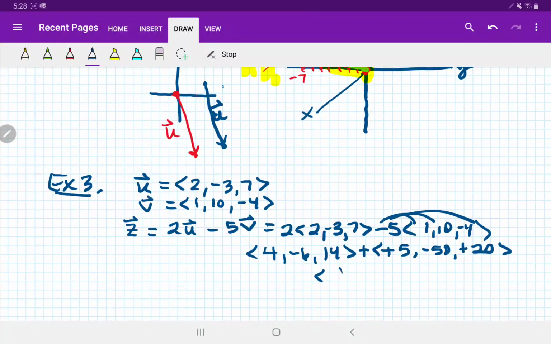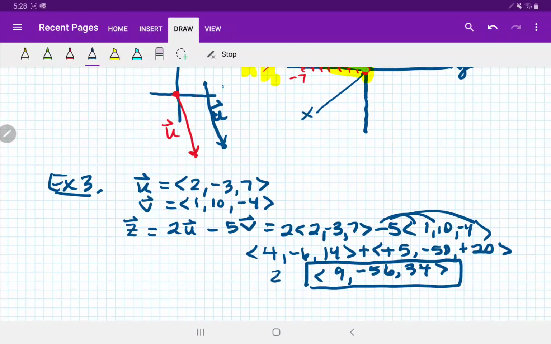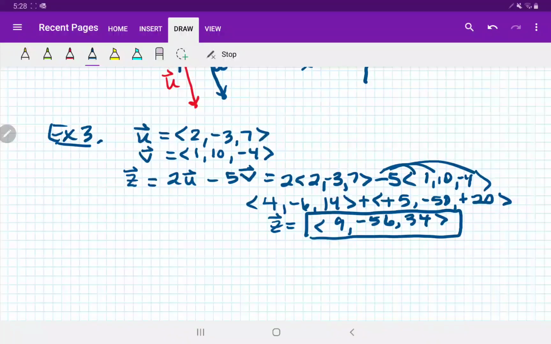And then you add the x components, 9. You add the y components, negative 56. And you add the z components, 34. And then that would be the answer. That would be z. Vector z. You got to make sure you put, in the book they have it bold, but you have to put a little vector on the top to indicate that it is a vector. So we'll call this one A, and then B, so it says find z basically. And then it tells you what z is.